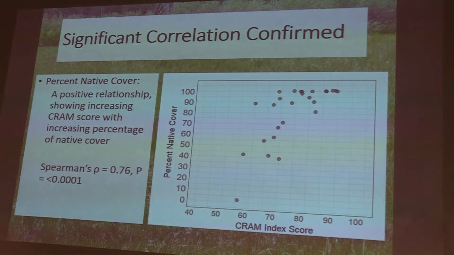And when we ran the data, we did find a significant correlation with some of the level 3 metrics that we used. So we looked at the percent native cover, and this was from those detailed vegetation plots, and there was a positive relationship with the CRAM index score. So that was great to see.